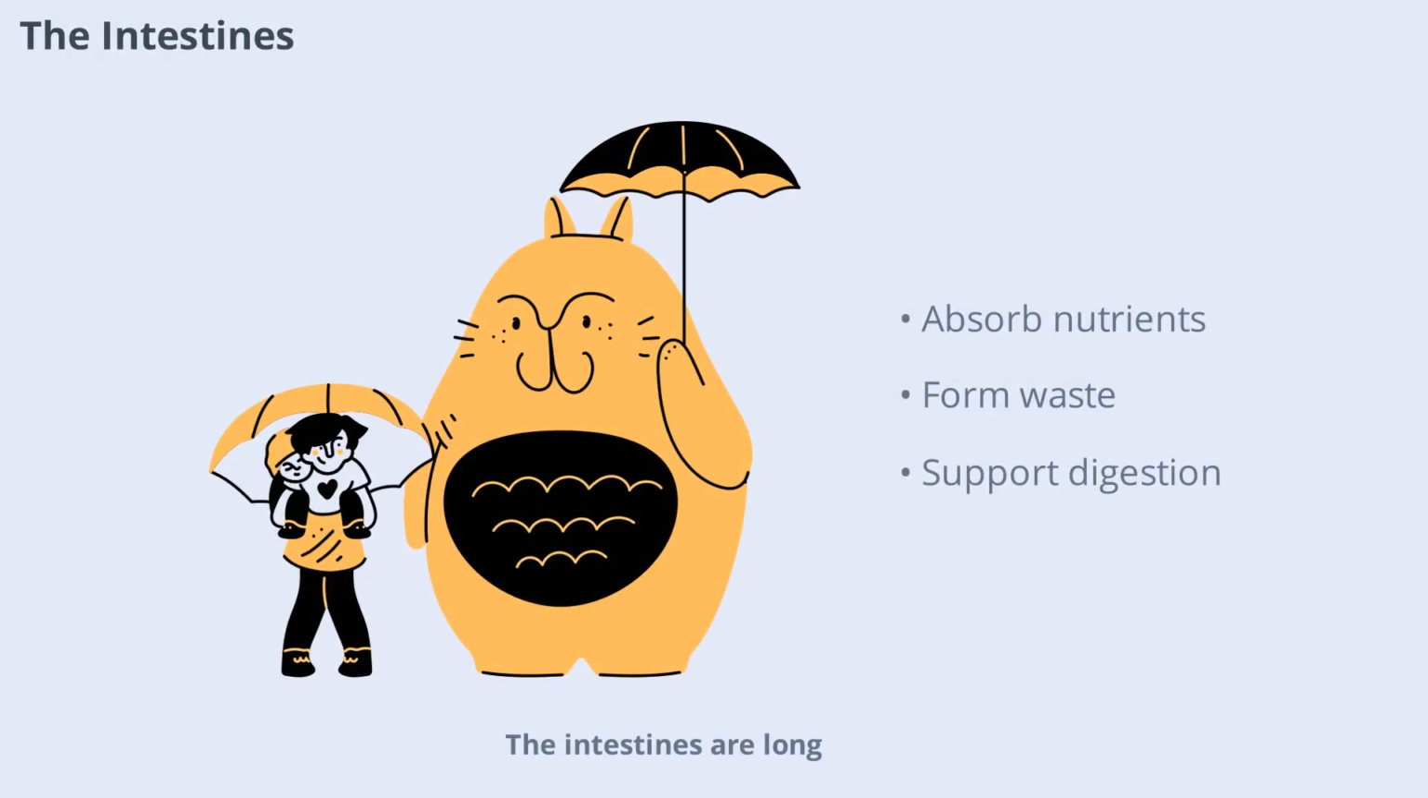Intestines are long, coiled tubes that absorb nutrients and water from digested food. The small intestine handles most nutrient absorption, while the large intestine absorbs water and forms waste. Together, they ensure that the body gets the nutrients it needs and eliminates what it doesn't.